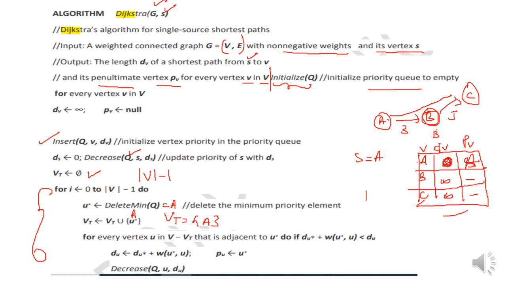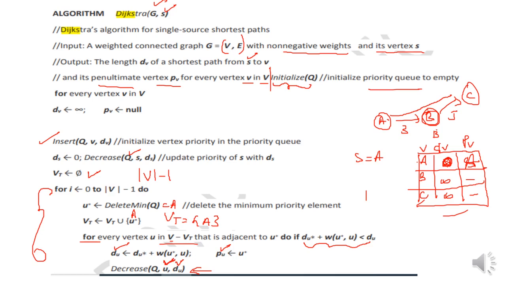Now this particular step is for the remaining vertices. You can see here V minus VT. The vertex that is not present in the tree vertices. Only for that vertex you're going to update the distance. You can see the formula. You're going to update the distance and the penultimate vertex. Okay, that is done using a decrease function. Decrease function, as I told earlier, you're going to update the priority. What do you mean by update the priority? The distance will be updated to a particular vertex.